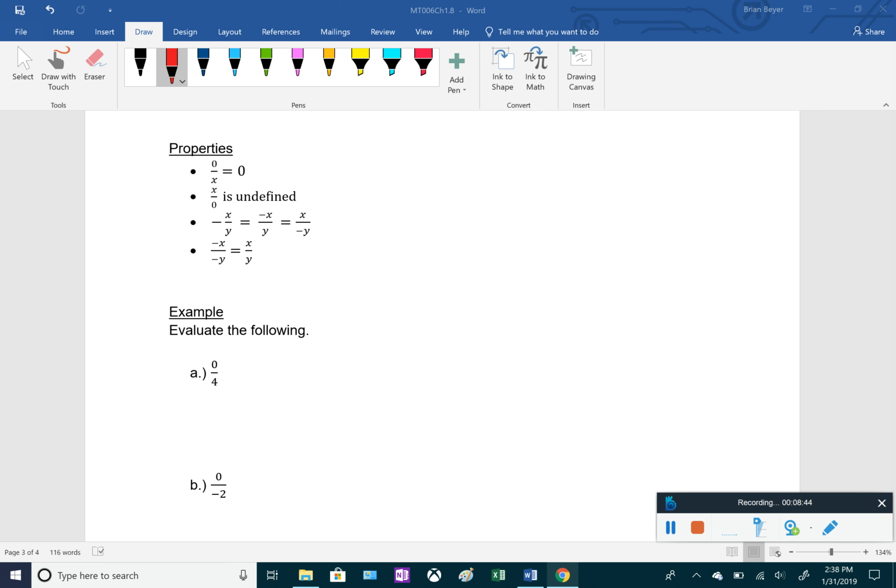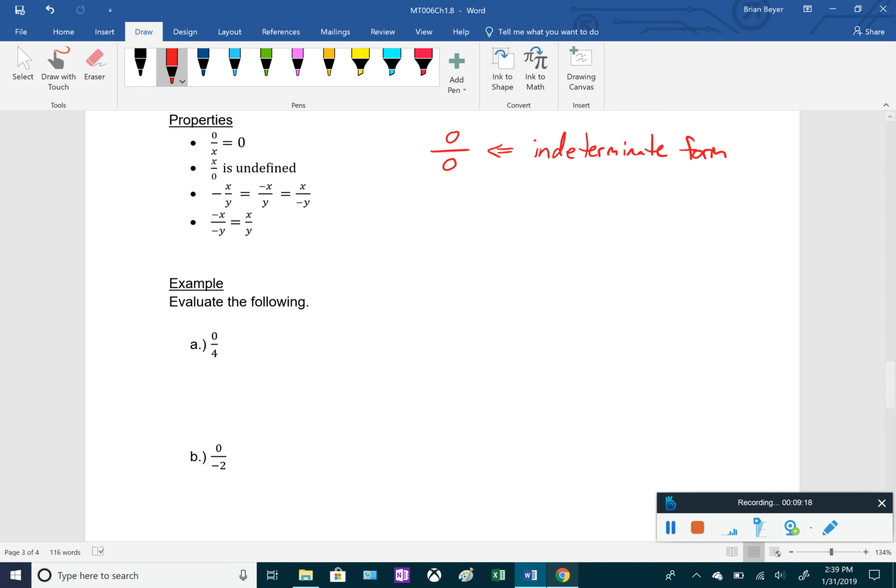Something that may be coming into your head right now, but maybe not, is if you have something like 0 over 0. Based on property 1, you would say the answer is 0, but based on property 2, you would say it's undefined. This is a little bit different; it's called indeterminate form. We really won't be diving too much into that.